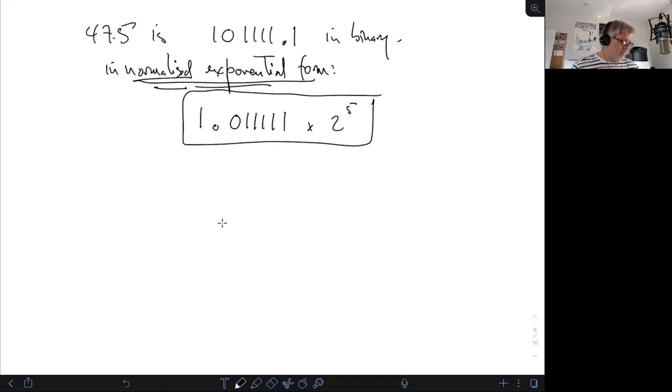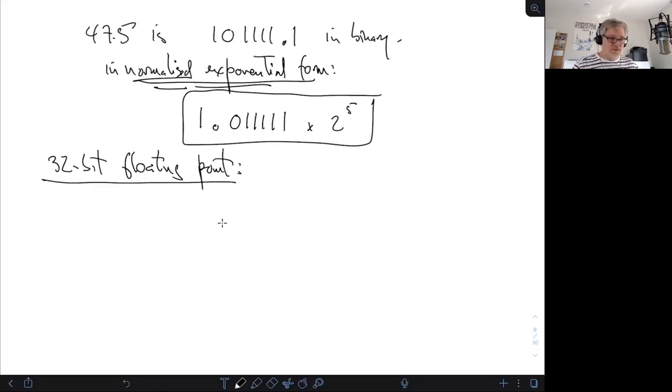Okay, so now 32-bit floating point. Okay, so here's how, so there's the first bit. It's the sign bit. So the leftmost bit is the sign bit. It's 0 if the number is positive, and it's 1 if it's negative. So this is 0, right? Positive.